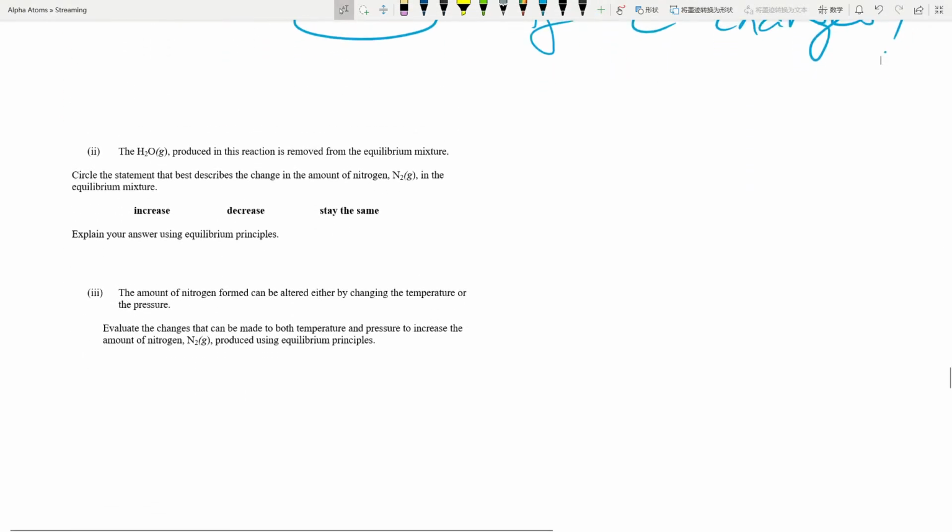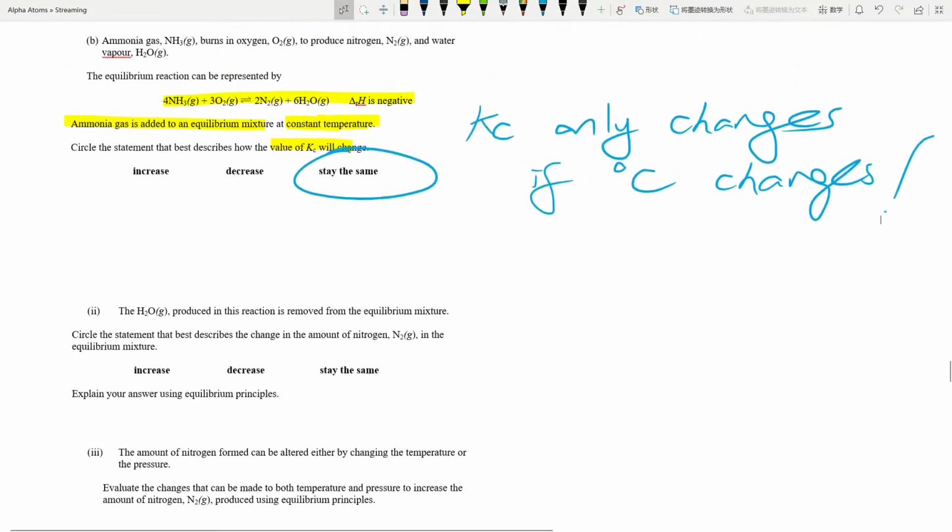Next one. The H2O produced... Oh, I still need that. Damn, I still need the equilibrium. The H2O produced in this reaction is removed from the equilibrium mixture. Circle the statement that best describes the change in the amount of nitrogen. Okay, so when you have the equilibrium like that, what happens when you decrease the H2O produced? So we're removing the H2O. So that thing that I've just circled is being removed.